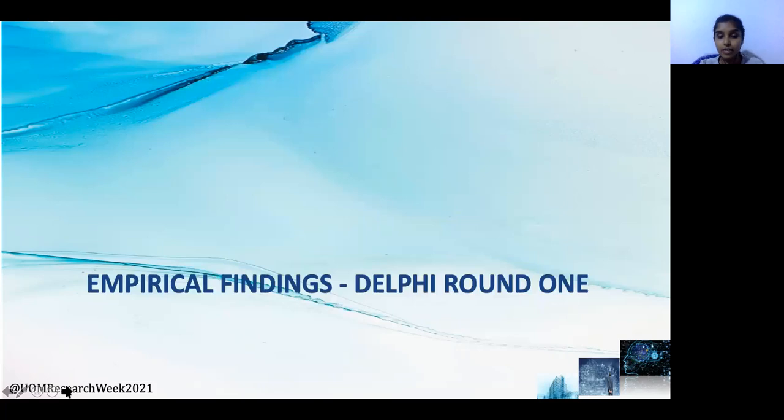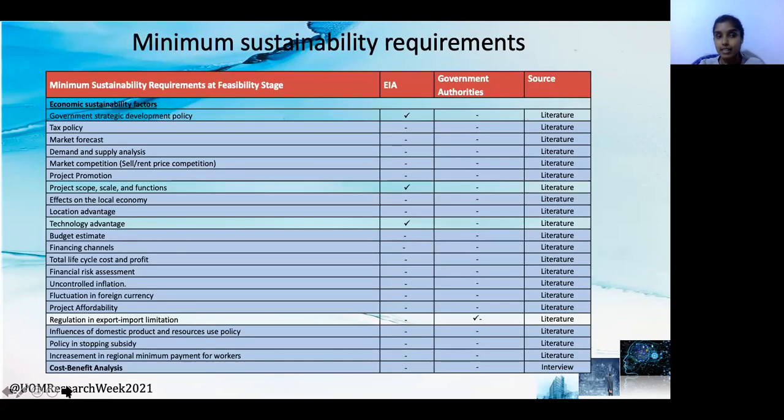So with this 50 and also incorporating 28 criteria from the LEED sustainability assessment tool, we come up with 78 sustainable performance criteria, and that list was provided to the interview panel at round one, phase one. There they were asked to identify the minimum sustainability requirement.